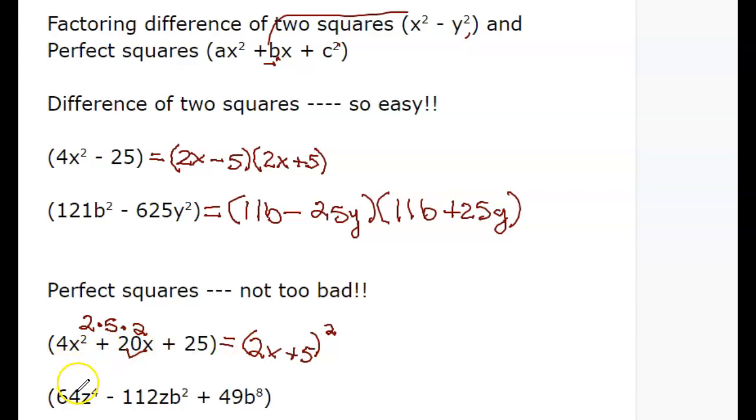This one, 64, the square root is 8. 49, the square root is 7. Z to the 4th has to be divisible by 2. 8 is divisible by 2, so this is a perfect square. Now we just have to make sure that it works in the middle. 8 times 7 is 56, times 2 is 112. There's a minus on this one, so the only thing I have to know is that in the middle, I'm going to put a minus sign. So we already said 8z squared, because 4 divided by 2 is 2, minus 7b to the 4th. 8 divided by 4 is 2.